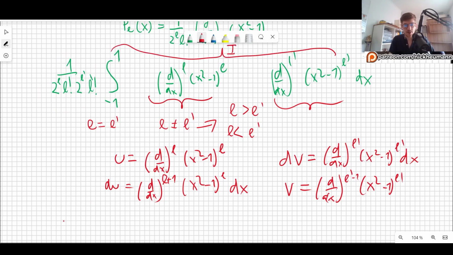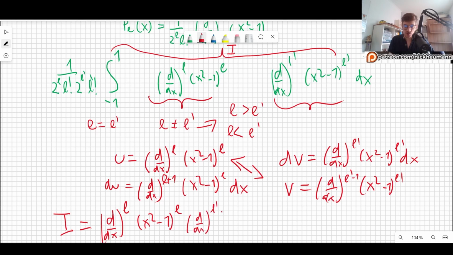So that's I. So I is going to be the multiplication of these two terms. So we get, that's the boundary term, (d/dx)^L. We derive L times. What do we derive? (x² - 1)^L. And then we multiply this by the L' - 1 derivative of (x² - 1)^L'. And we evaluate this between -1 and 1. And then we still have the integral. So we integrate from -1 to 1 of these two things.